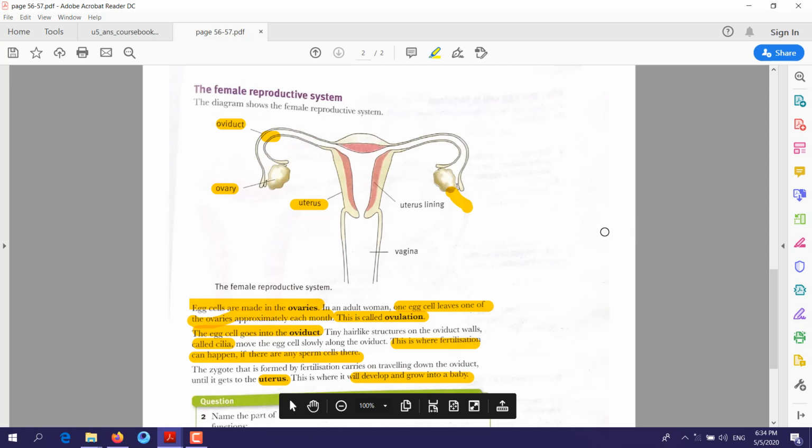After the oviduct, if there is sperm in the oviduct, the egg and sperm will join each other, they will fertilize each other, and they will form a zygote. This zygote will keep moving until it reaches the uterus. Then it will stick to the walls of the uterus, and it will start developing and growing into an embryo, and when this embryo grows, it will be a baby.